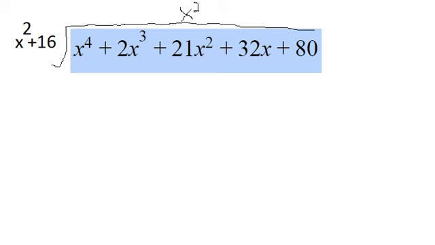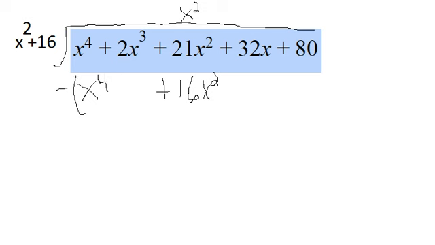And now take that and multiply both of these. X squared times x squared is x to the fourth. Now x squared times 16, careful, is 16x squared. So I want to make sure I put that here underneath the x squared. So I'm lining up my like terms. So if you remember, you divide the first by the first, get the answer. Multiply that by the divisor, get your answer, put it underneath, and then you subtract.